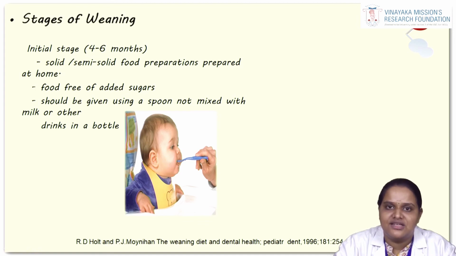So, there are certain stages in the weaning process, where the initial stage is from 4 to 6 months, which we usually follow. Some dentists even advise weaning by the 3rd month so that it doesn't increase the onset of dental caries for patients who are on at-will breastfeeding or bottle feeding. Solid or semi-solid food preparations are prepared at home, free from added sugars, and should be given in a spoon, not mixed with milk or any artificial sweeteners. Drinks in a bottle should be avoided.